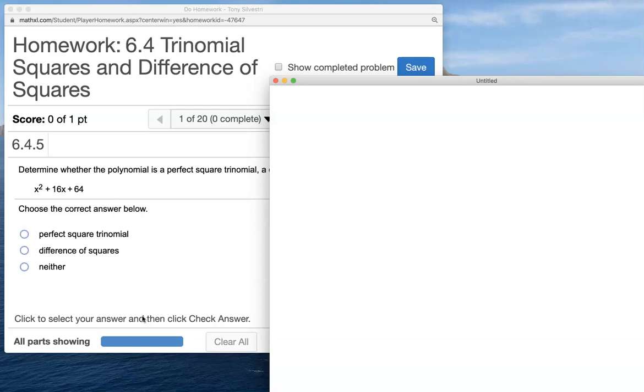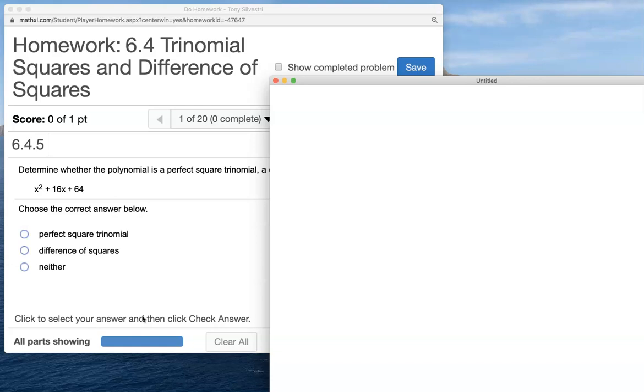This is the lecture on section 6.4, trinomial squares and difference of squares. Wow, there's a lot there. In actuality, it's the same old stuff that we've been doing in the first three sections, so you're not really learning anything new. You still have to know how to factor. And by now you should know how to factor.